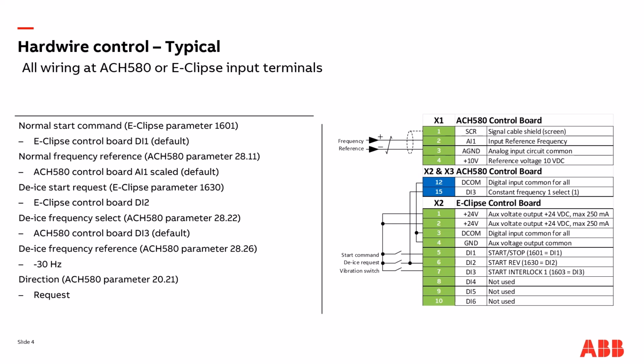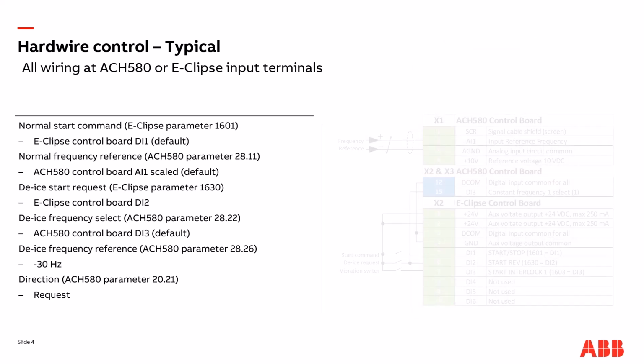And then we'll also need to set up what the actual frequency reference will be in the de-ice mode. And we'll set this to minus 30 hertz. And then finally, as I said, we need to enable reverse operation. And this is set up in ACH580 parameter 20.21, where we set this to request.